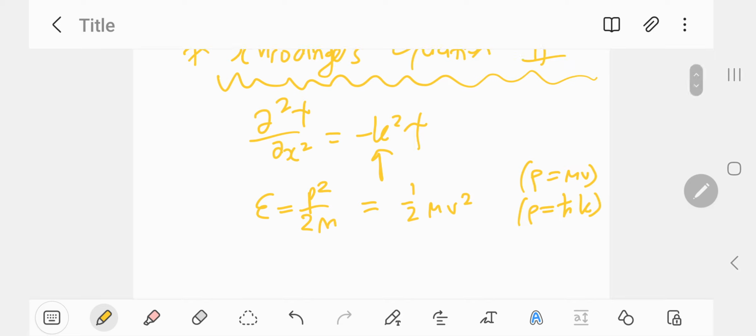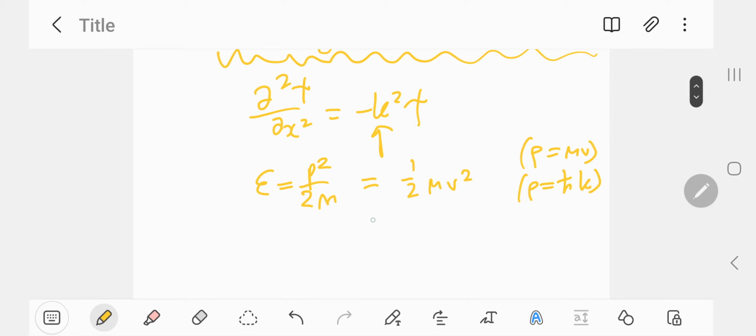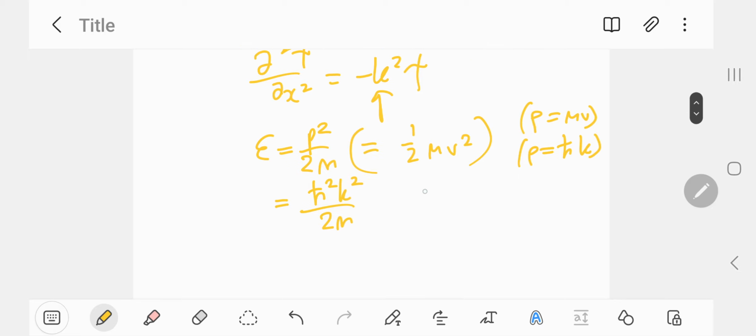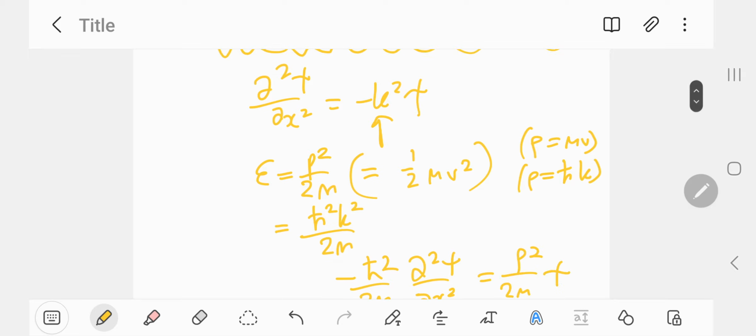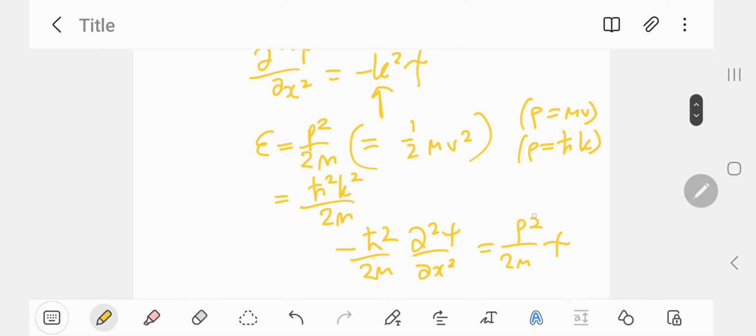in terms of the wave number. So that's equal to h bar squared k squared over 2m. Let's rearrange. Let's make a substitution, I should say. We'll get this, where the k squared has been replaced with p squared over 2m, using this expression here. So we took the h bar squared over 2m to the other side. It's just using algebra.